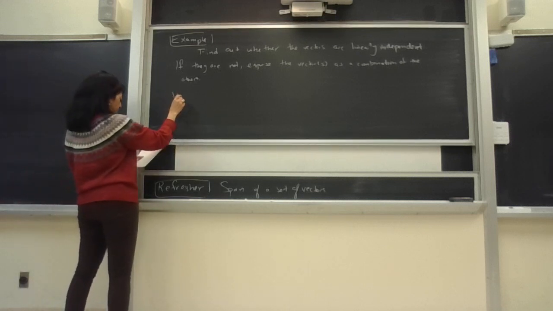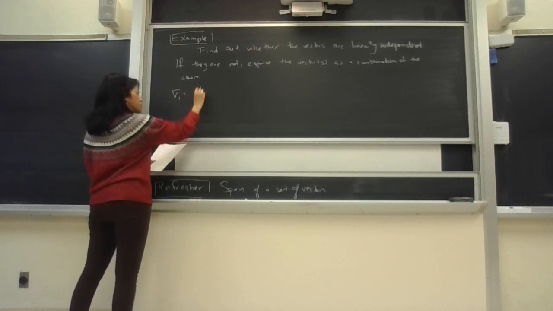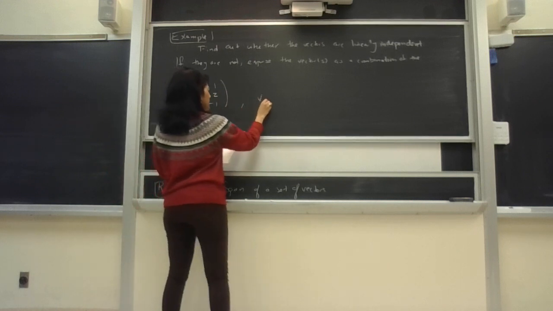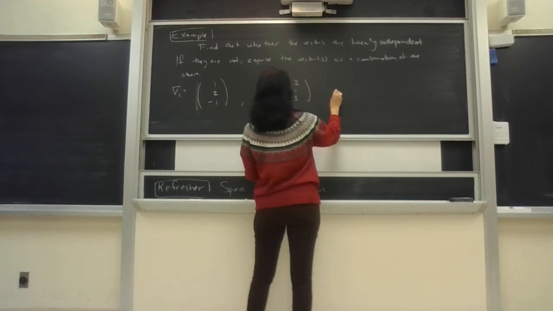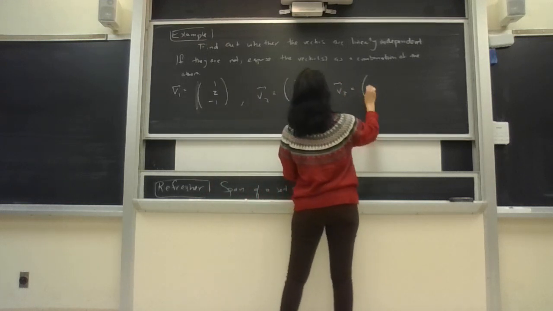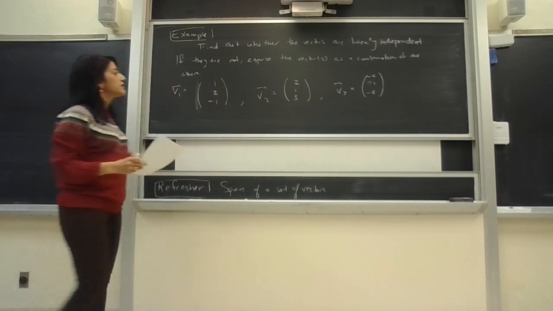So here's my V1. Oh, your book uses this. I'm going to try to use what your book uses. It's 1, 2, minus 1. I think David Lay's book uses this too. So I have these three vectors.